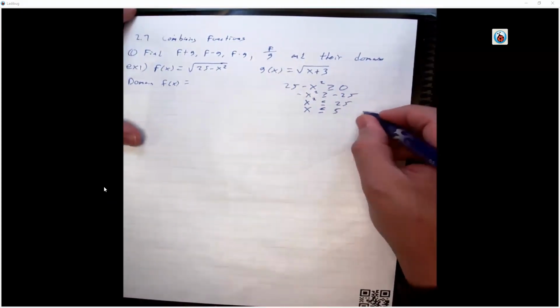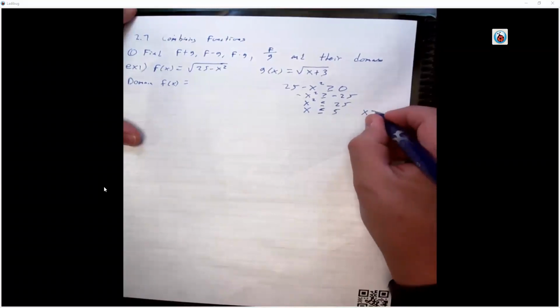x must be less than or equal to 5. But also, you have to tack on that minus, plus or minus. So when you do that, the sign will flip. So it needs to be greater than or equal to -5.